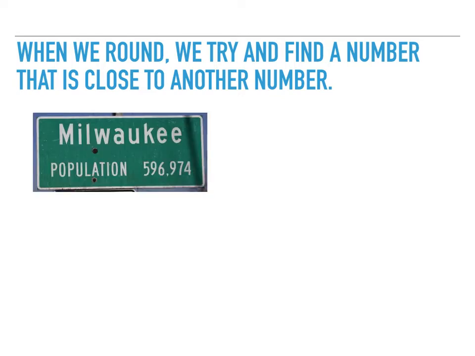For example, the sign you see here is a population sign for the city of Milwaukee, Wisconsin. It says the population is 596,974. To make that number a little more manageable, we may just want to round up and say that the population of Milwaukee is 600,000 people. That gives people an estimate without having to be so precise.